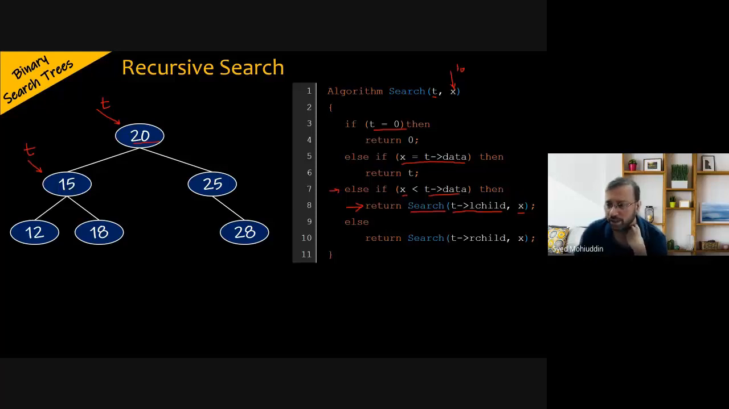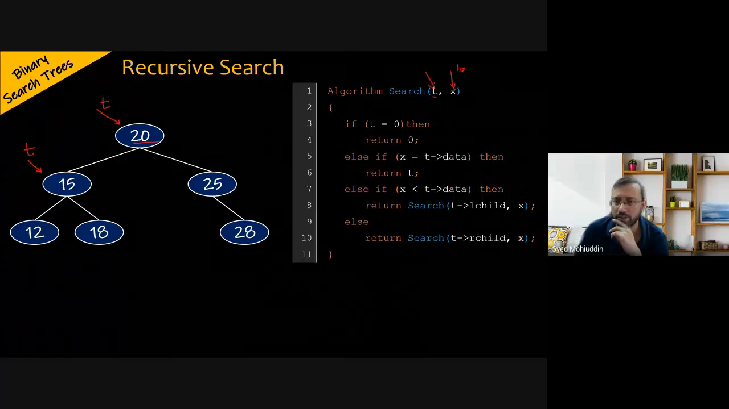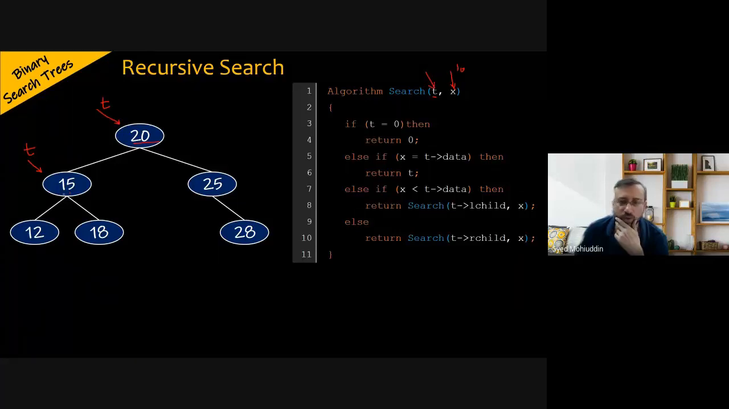So now when this is recursively called, the algorithm will now work with the left child, that is T is now node 15. Then the first statement, T equal to 0, is checked, which is false. So we have the else part where X equal to T of data, which is 15.